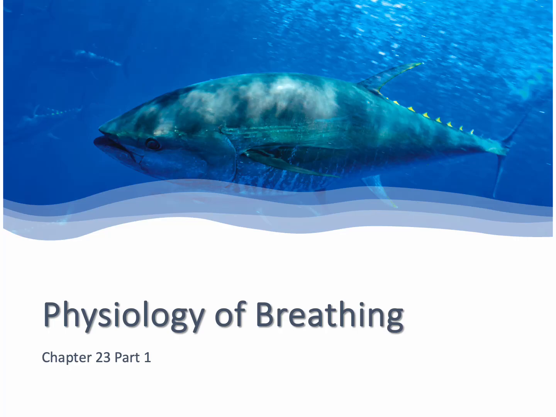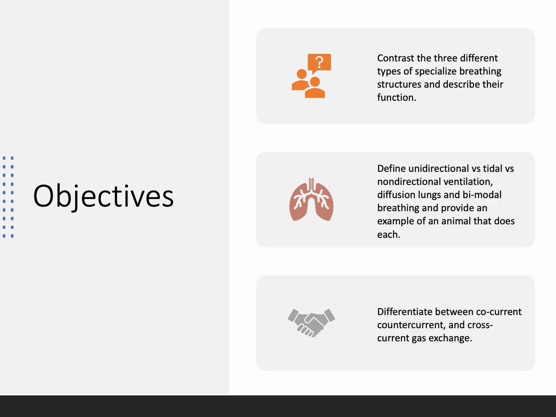Okay, now we're covering the first half of chapter 23, which is the physiology of breathing. Your learning objectives for this PowerPoint are one, to contrast the three different types of specialized breathing structures and describe how they function. I want you to define unidirectional versus tidal versus non-directional ventilation, also explain what diffusion lungs are and bimodal breathing, and then provide an example of an animal that does each. And finally, I want you to differentiate between co-current, countercurrent, and cross-current gas exchange.